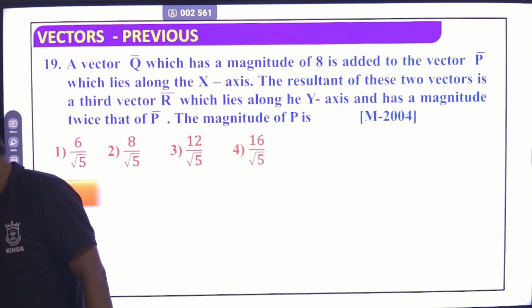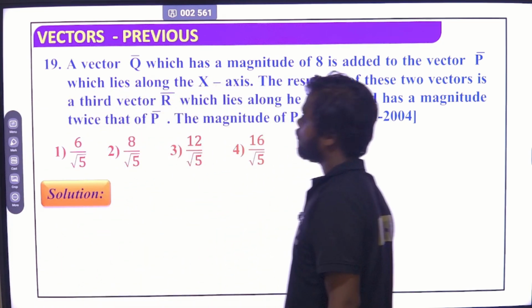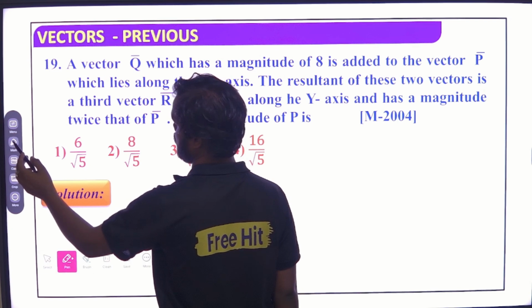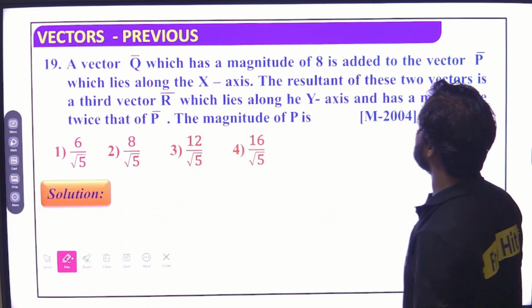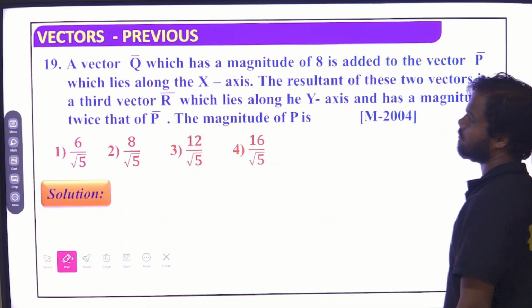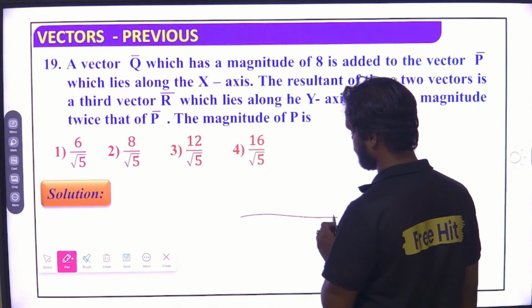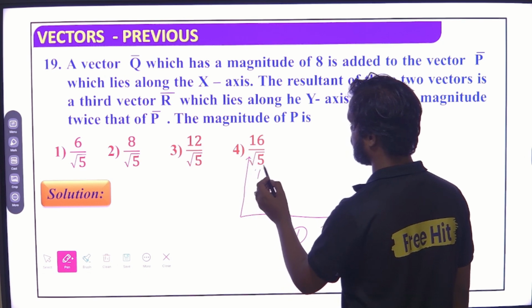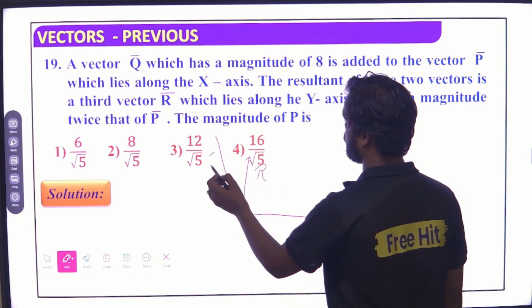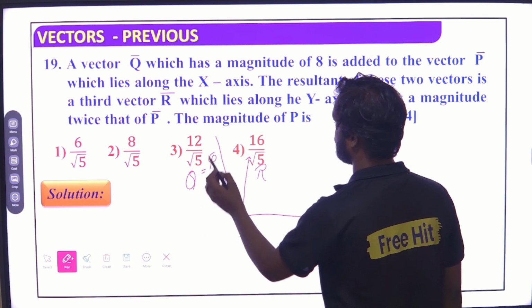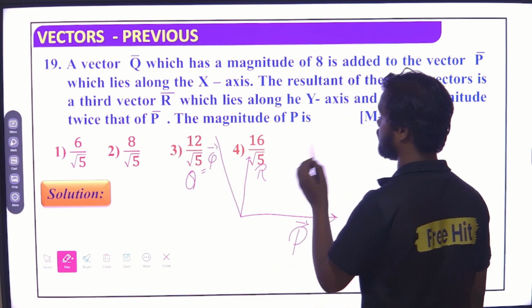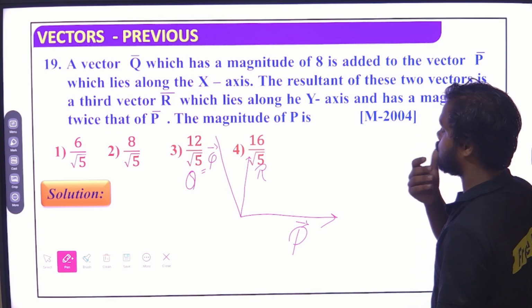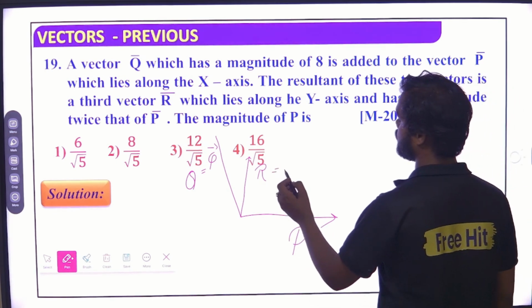Yeah. So this is the next question. What is given? Vector q. A vector q which has a magnitude of 8 is added to the vector p which lies along the x direction. That means this is my x vector p, and this is some vector r. This is my vector q which has a magnitude of 8. It is added, so we get the resultant vector r and it has a magnitude twice that of p.